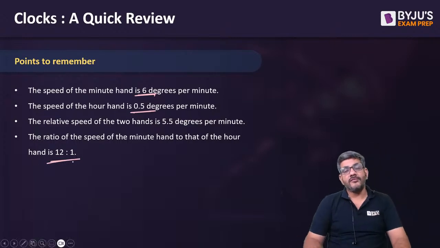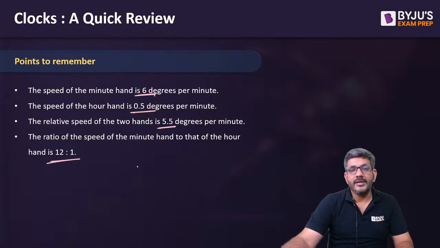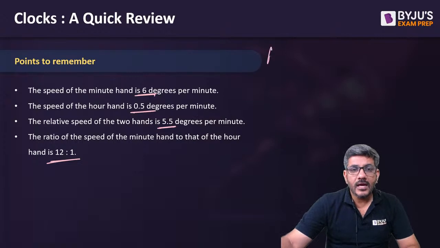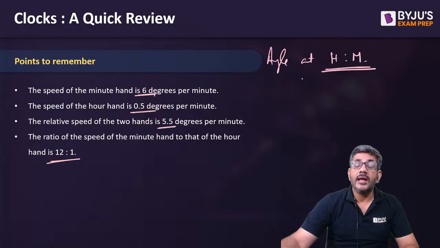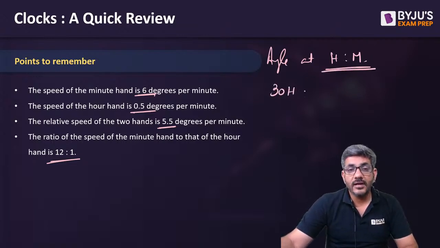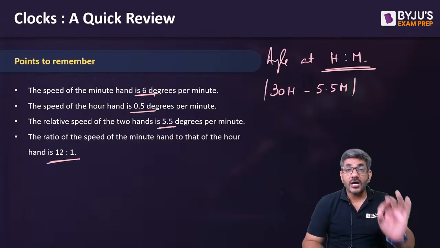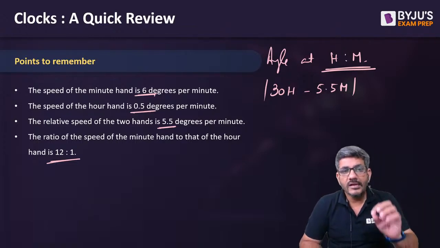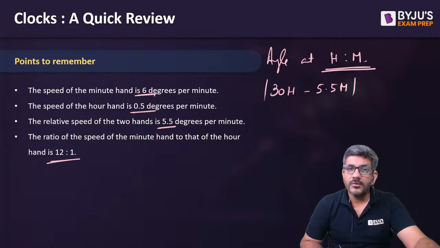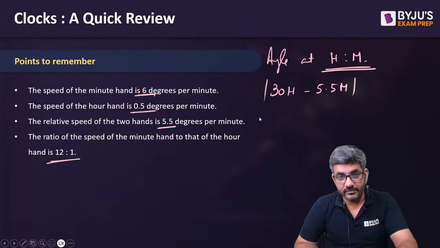So the ratio of the speed of the minute hand to the hour hand of a clock is 12:1, and the relative speed is 5.5 degrees per minute. The angle between the two hands at H o'clock and M minutes, at H hours and M minutes पे angle जो होता है, it is given by modulus of 30H minus 5.5M. The angle between the two hands of a clock at H hours and M minutes, H बज के M मिनट पे जो एंगल होता है between the two hands of a clock is 30H minus 5.5M, और उसका आपको मॉड लेना है. That is the angle between the two hands of a clock.